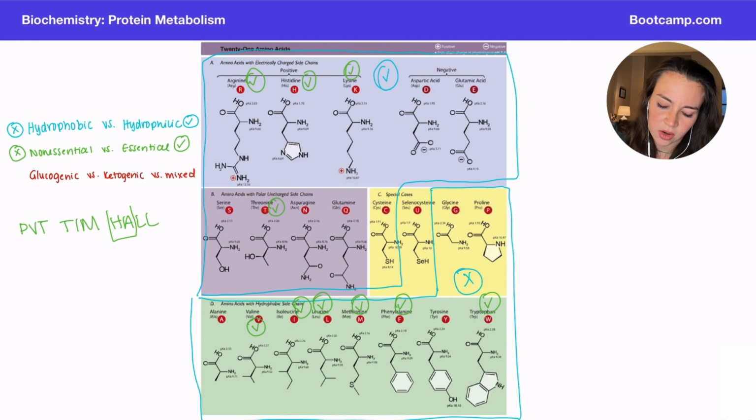Importantly, histidine and arginine are conditionally essential, meaning in times of increased stress or pregnancy or burns or trauma or anything, they become essential, but those are them. And then the rest are non-essential.